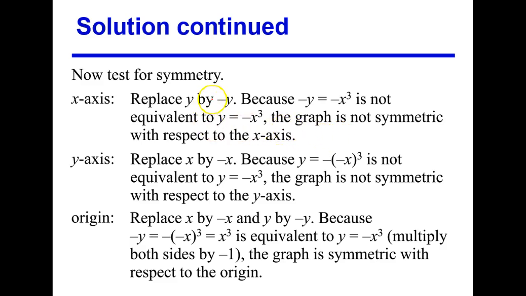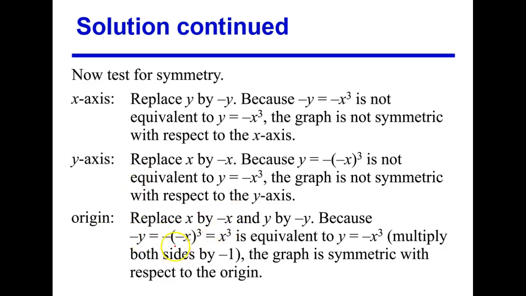Now I can test for symmetry. About the x-axis, I replace my y with a negative y, and I see that it is not symmetric because I do not end up with the same exact thing. Now I check the y-axis. I replace my x with a negative x. These are not the same thing, so I know it's not symmetric. Now let's check the origin.